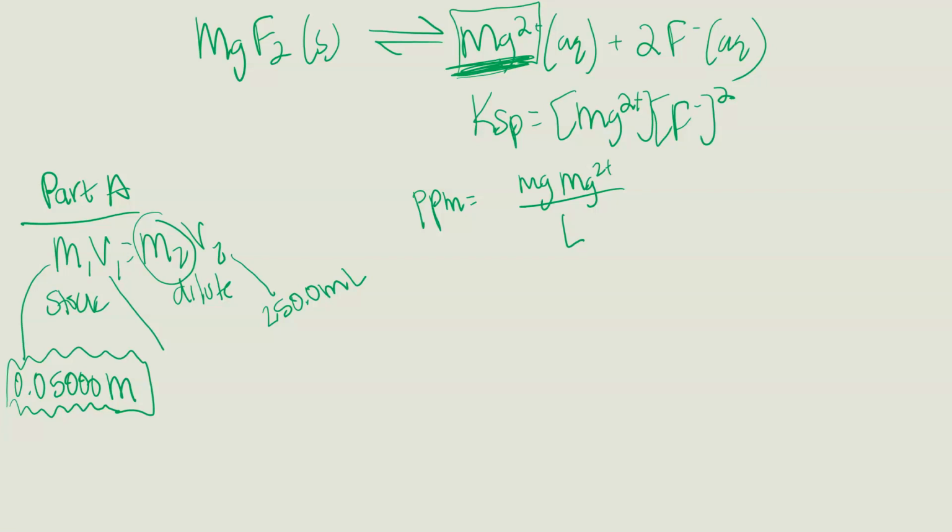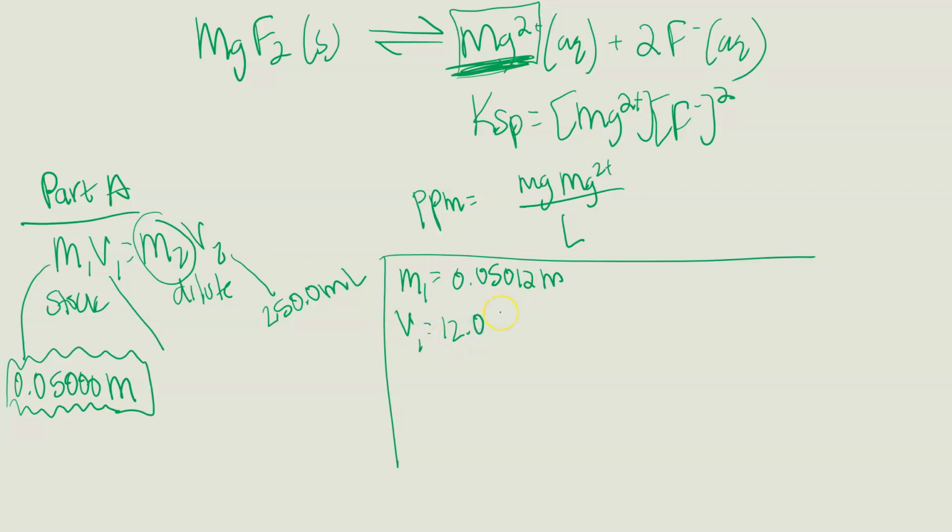Okay, so let's pretend that my M1 from the lab, which is not going to be the same value as yours, so this is my pretend scenario, is 0.05012 molarity. Okay, let's say my V1 was 12.0 milliliters. And then our V2 is going to be 250.0 milliliters. We're trying to solve for M2.